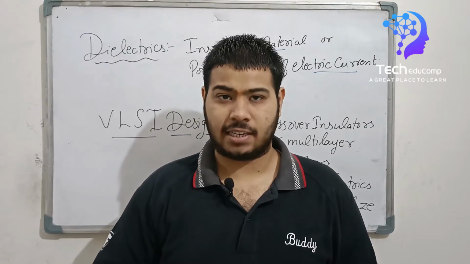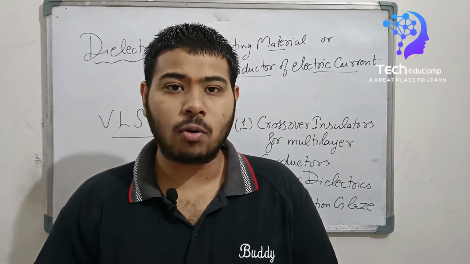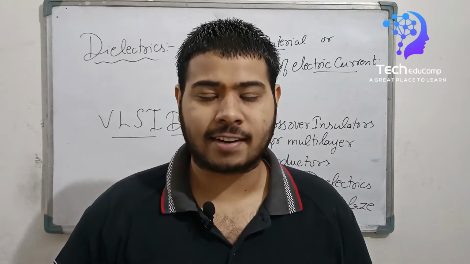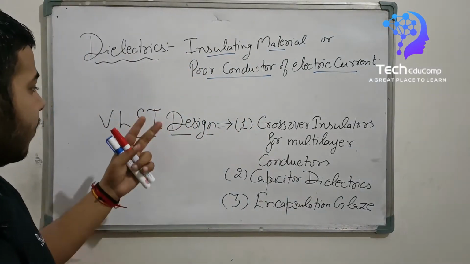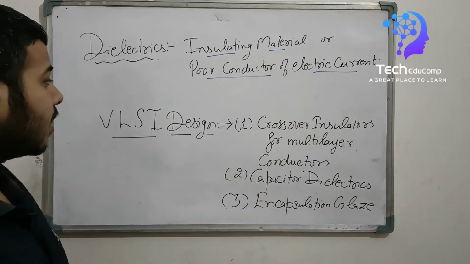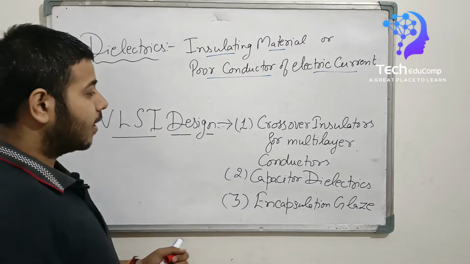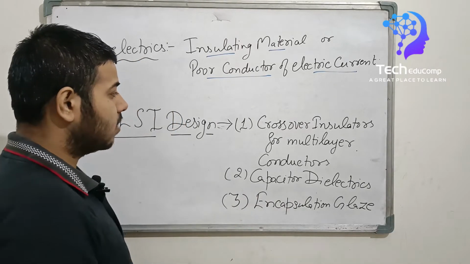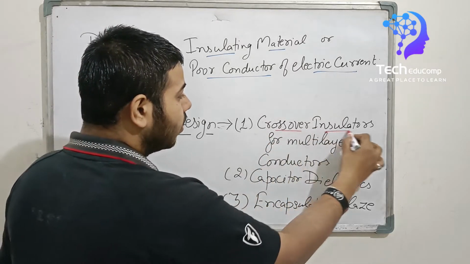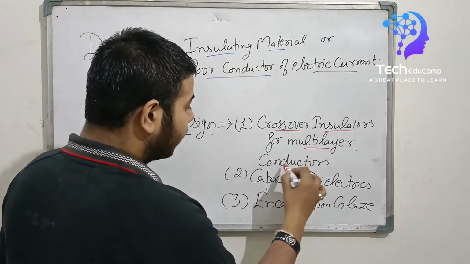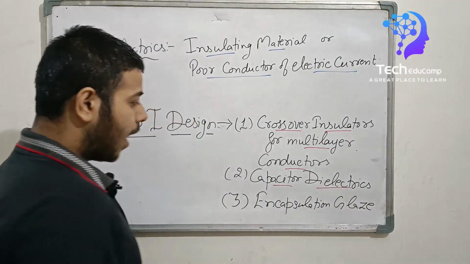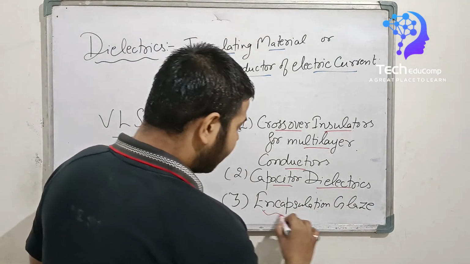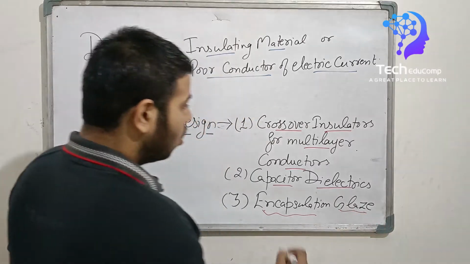Because unlike the metals, they don't have loosely bound or free electrons from which the electric current can flow. So in VLSI design, these dielectrics are used in three places. One is crossover insulators for multi-layer conductors. Second one is capacitor dielectrics, and the third one is encapsulation glaze.